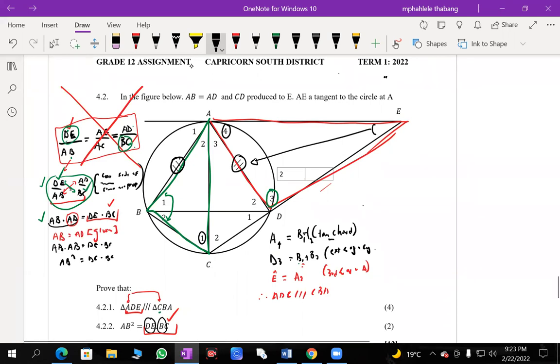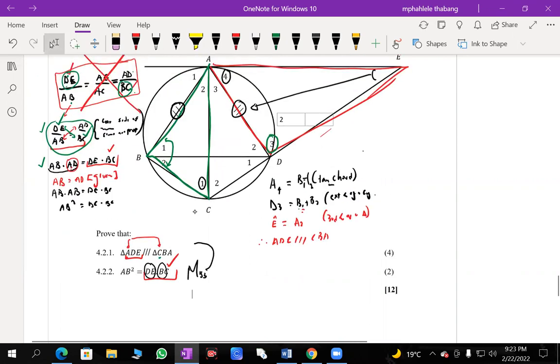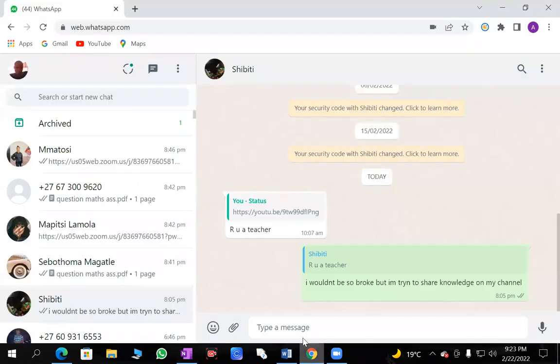This type of question, it's a follow-up. You should not miss this one. Never miss this one, because you've already proven that the triangles are similar. On 4.2.1, we were using angles. On 4.2.2, we focus on the sides. What is a similar triangle? What do we know about similar triangles?